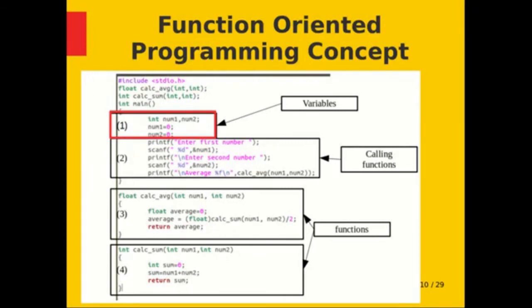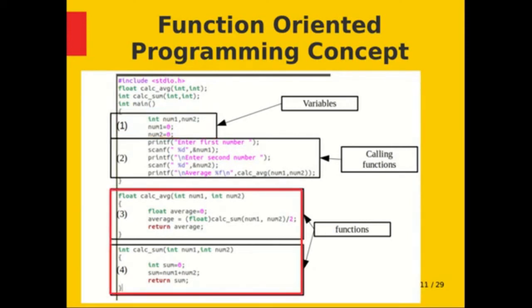Function-oriented programming. Function-oriented programming and object-oriented programming are two different paradigms of computer programming. In function-oriented programming, the fundamental elements are variables and functions. Here, the variables of the program are shown within the red rectangle. The variables are integer data types, called num1 and num2. They are initialized as 0.